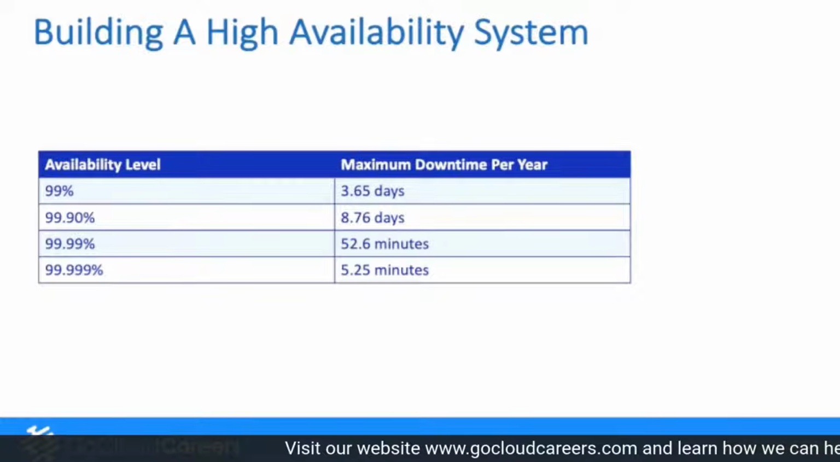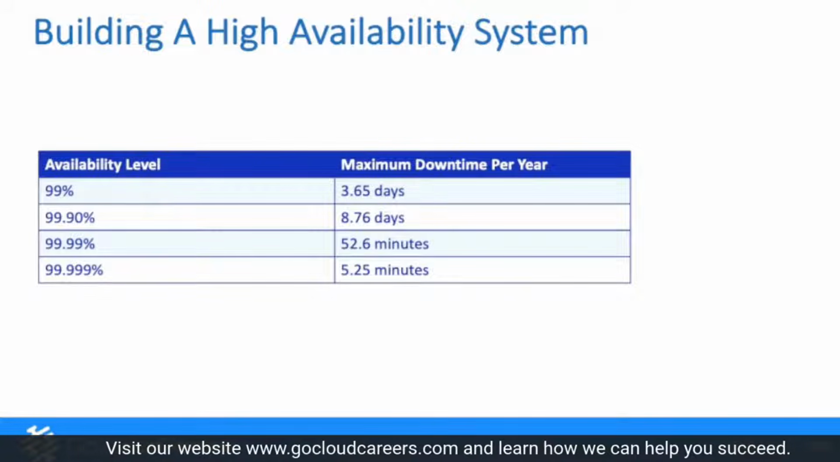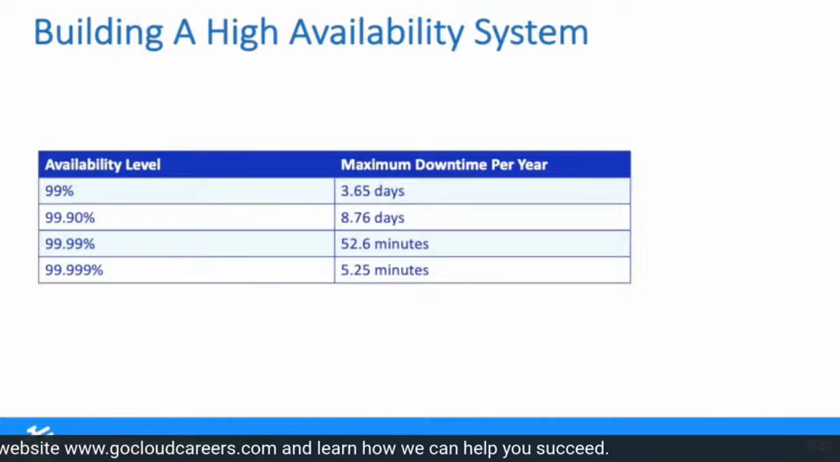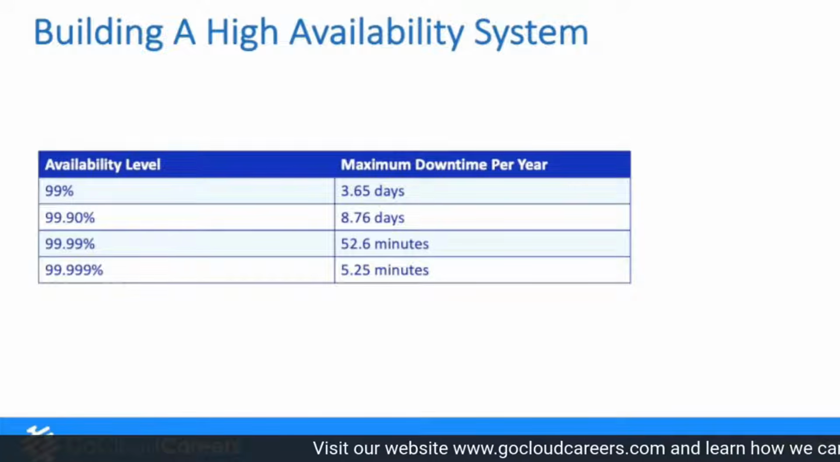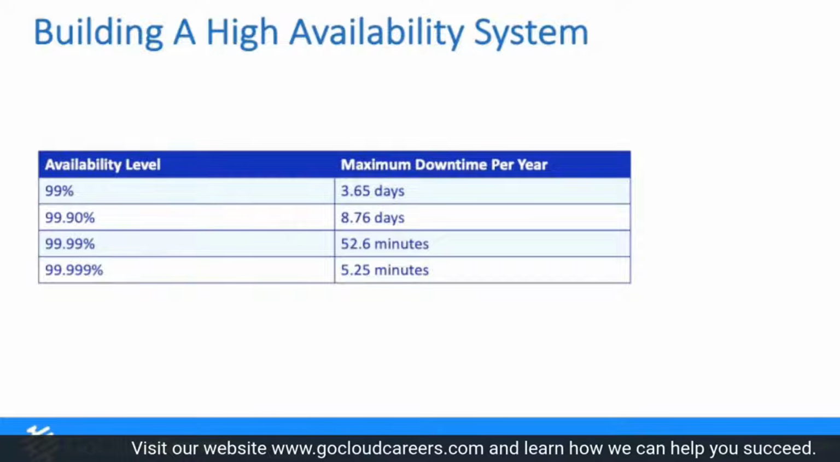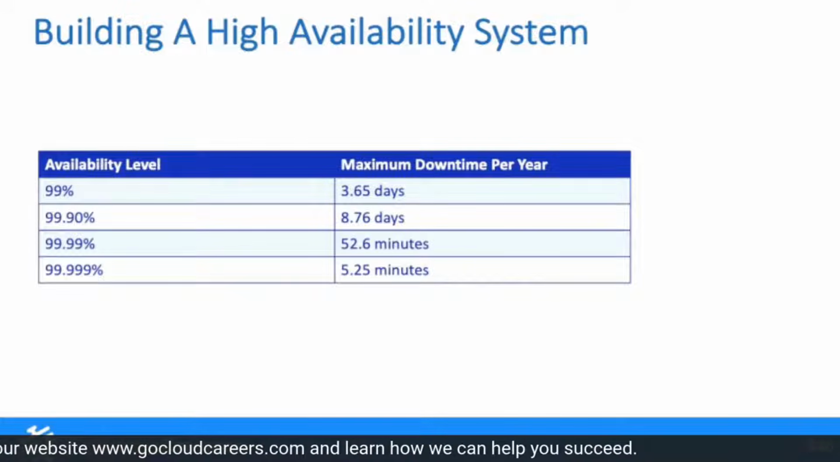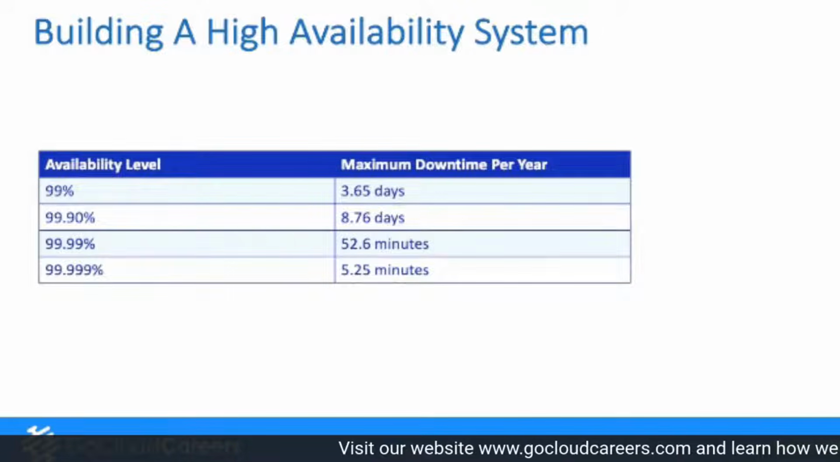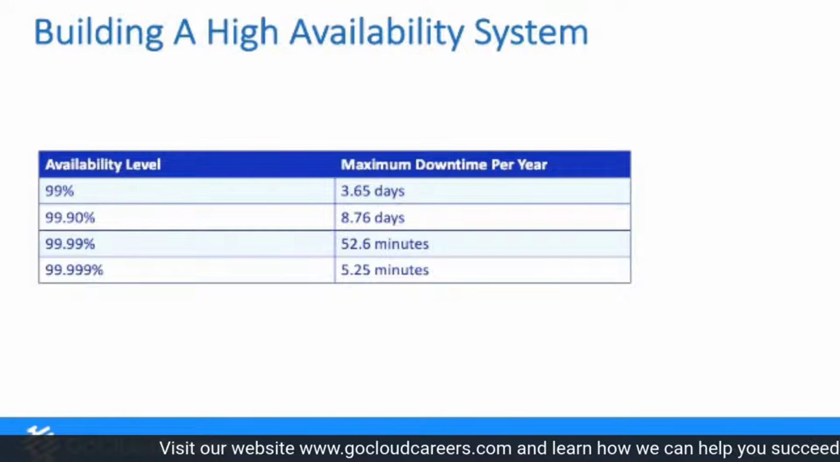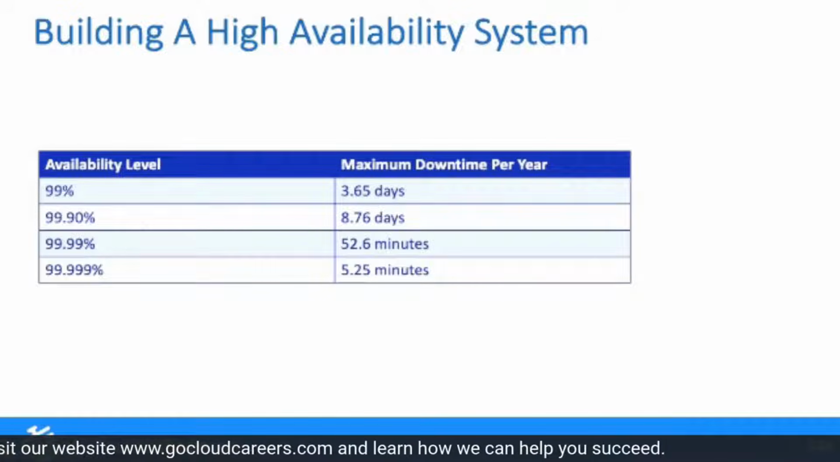4 nines, 52.6 minutes per year. That's not easy, let me tell you. 52.6 minutes per year of unplanned downtime. 99.9% available means 8.76 hours of downtime per year. And 99.999% of the time means 5.25 minutes. Although, Eugene, if you want to double check my math, feel free to do so.